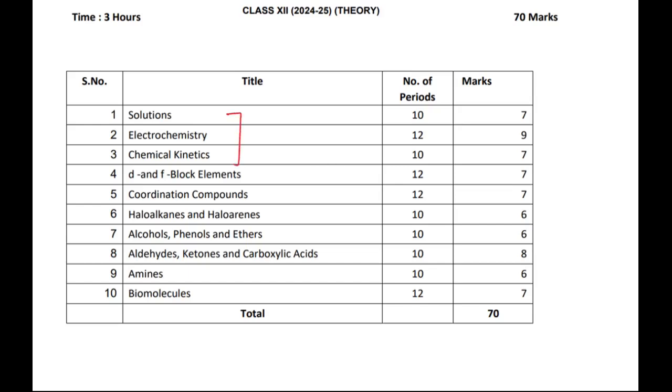These three chapters, solution, electrochemistry and chemical kinetics, belong to the physical chemistry branch, and the next two chapters, D and F block elements and coordination compounds, belong to inorganic, and chapters 6 to 10, that means a total of 5 chapters, belong to organic chemistry.